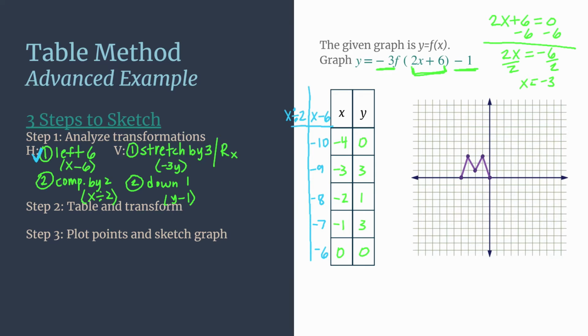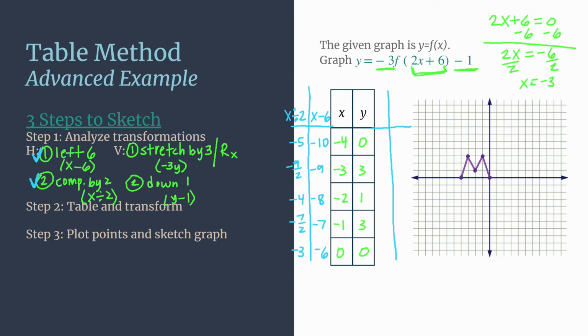the x minus 6 column, and we're going to divide all those x's by 2. So negative 10 divided by 2, negative 5. We'll have negative 9 halves, negative 4, negative 7 halves, and negative 3. Okay, so we've completed both of our horizontal transformations. Now let's move on to our vertical transformations.